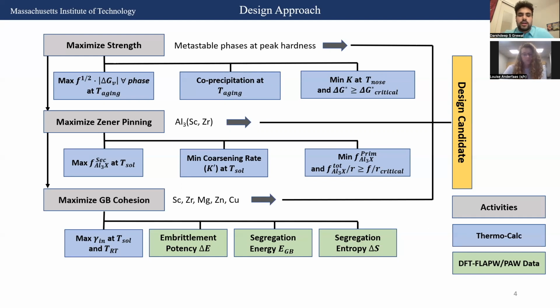Lastly, to enhance the grain boundary cohesion, we try to maximize the interfacial work of separation between the grain boundaries, and we perform thermodynamic calculations combined with high throughput DFT data that's collected from literature for our calculations.